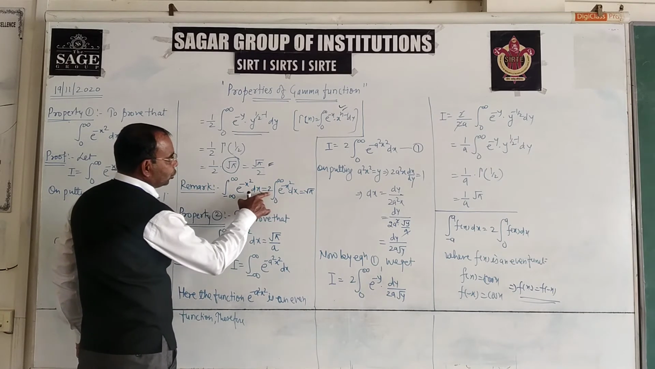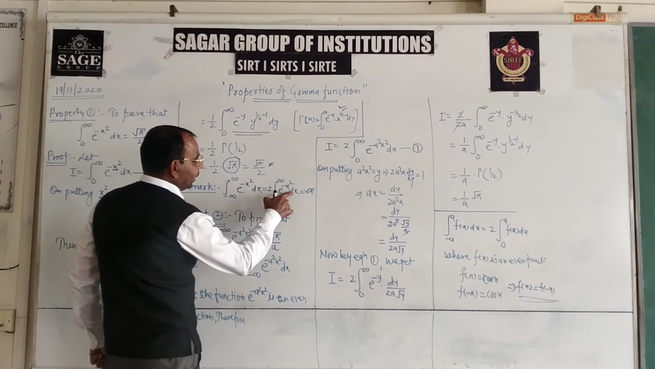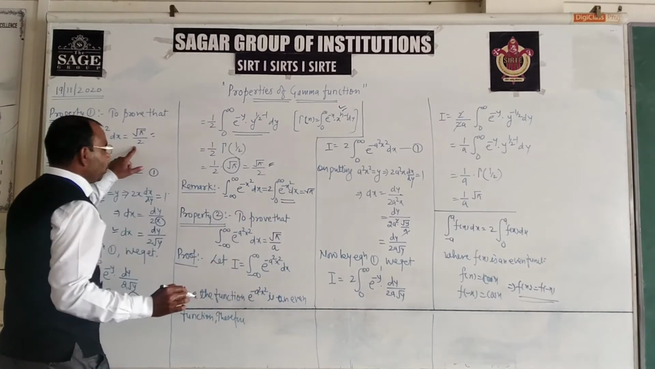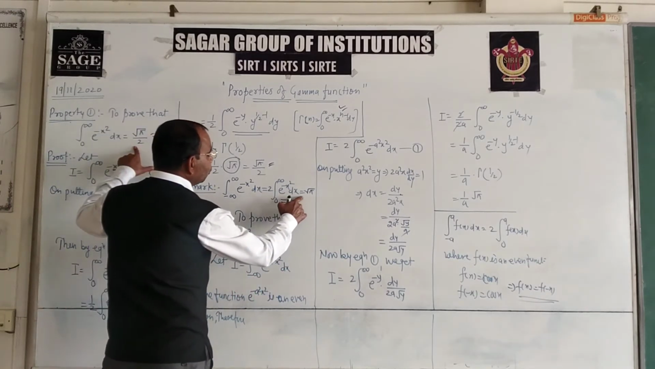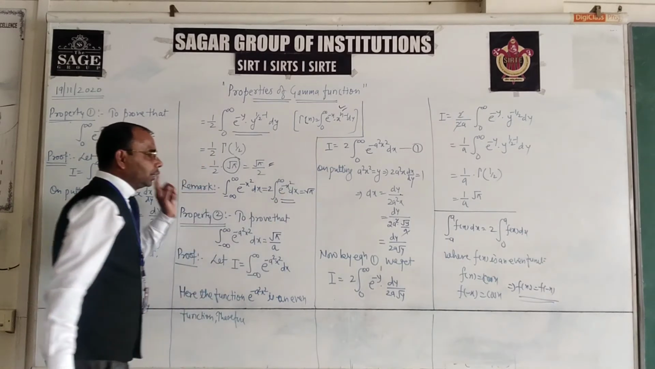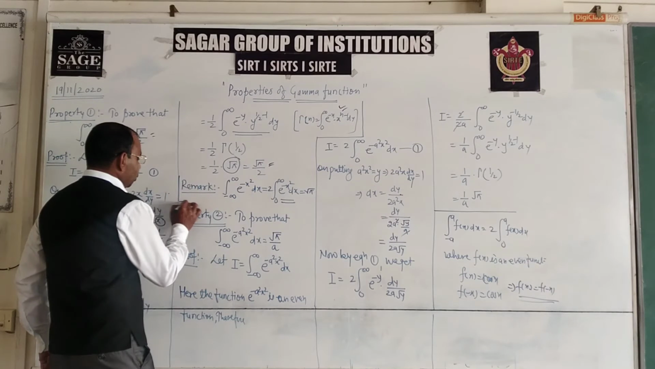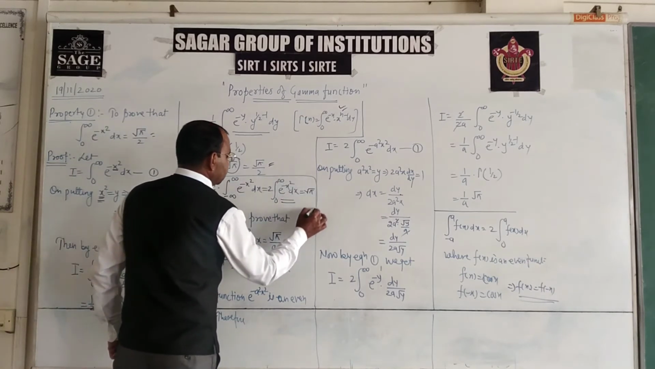Therefore, now we change it to 2 times the integral from 0 to infinity of e to the power minus x square dx, whose value is root pi upon 2. The 2 cancels, so this will be under root pi. This is the remark on property number 1.